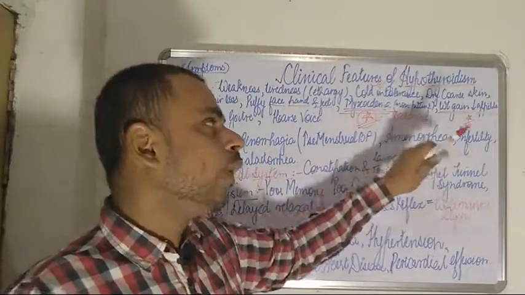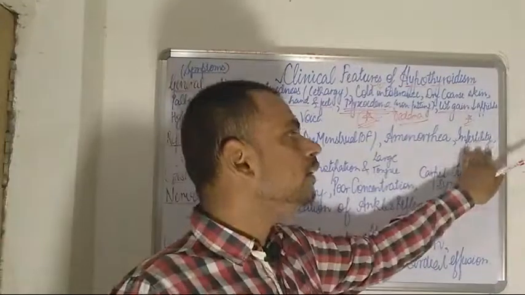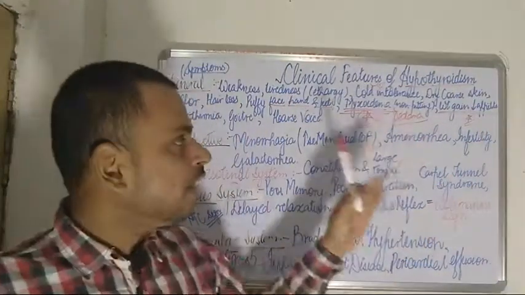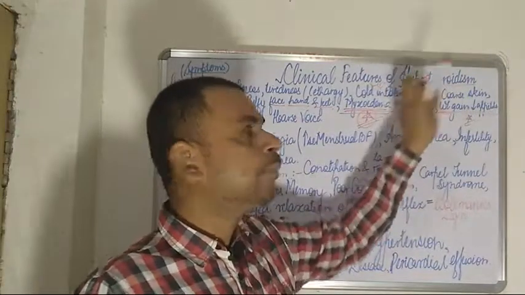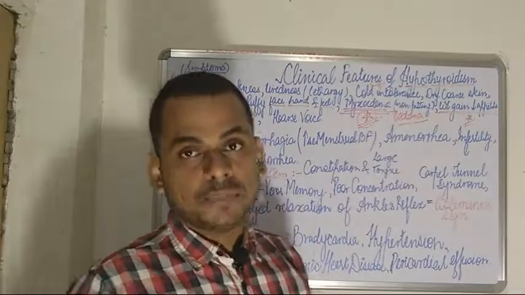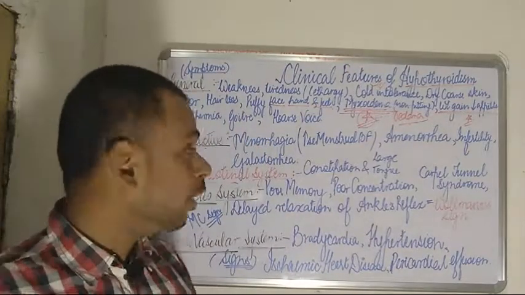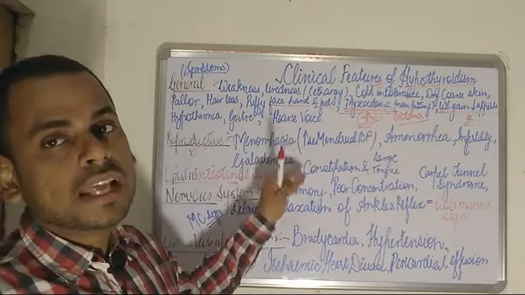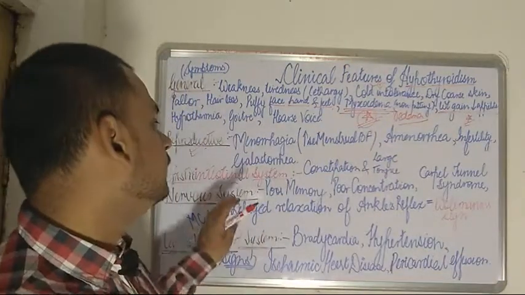Next, very important, if hypothyroidism is not controlled, it can also lead to infertility. In certain females, it may manifest in the form of infertility. And lastly, galactorrhea can also be seen in certain females.